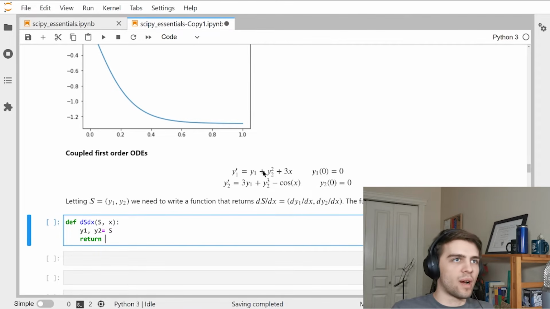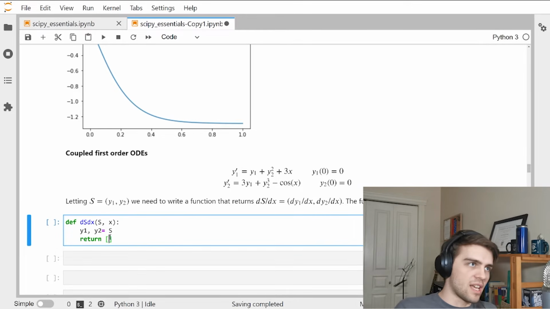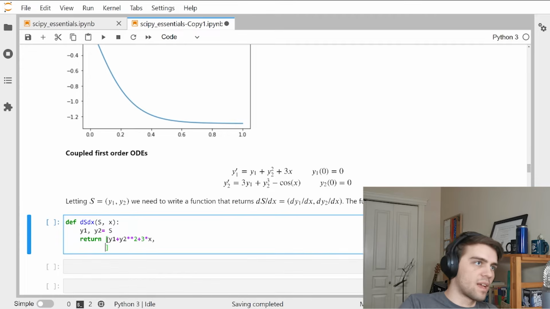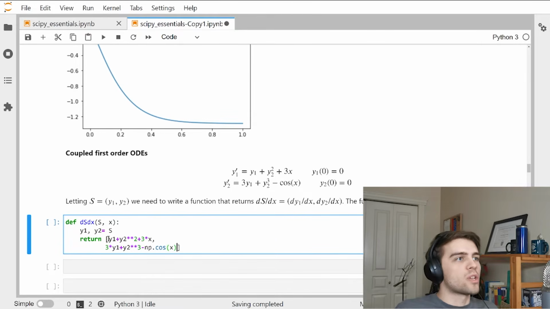Now dy1/dx is y1 plus y2 squared plus 3x. So again, I need to return this as a vector: y1 plus y2 squared plus 3 times x. And the second thing it needs to return is 3 times y1 plus y2 cubed minus cosine of x. So what's returned here is dy1/dx, and what's returned here is dy2/dx.